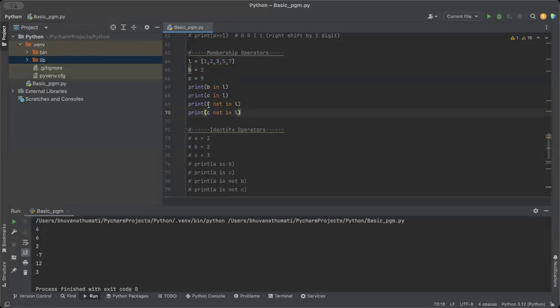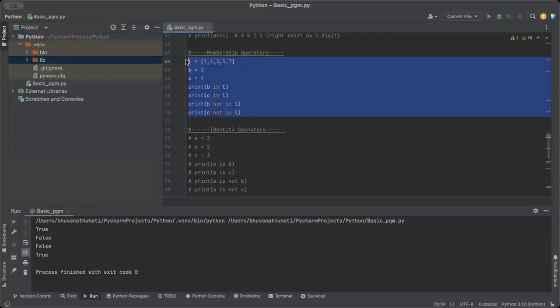So similarly, 2 is not present in this list or not, 9 is not present in this list or not. Let's run. So 2 is present in this list, true. 9 is not present, false. 2 is not in list, but it is present, so it is false. C is not in list, that is true. So we are getting true. This is about membership operators.